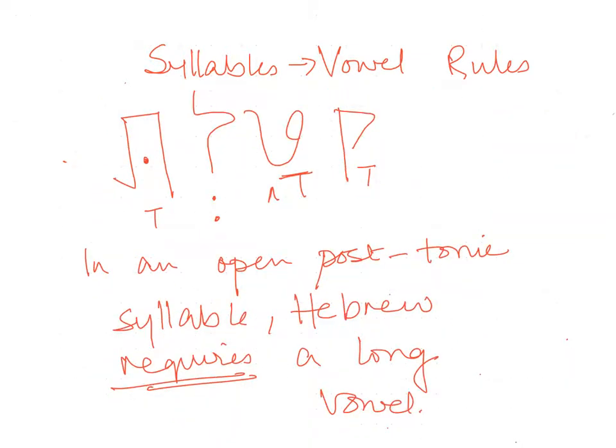Here's the last rule that I want you to remember. In an open post-tonic syllable, Hebrew requires a long vowel. Remember, in a post-tonic syllable, Hebrew requires a long vowel. Now, here is the word katalta. I can see three full vowels, and therefore I should have three syllables.